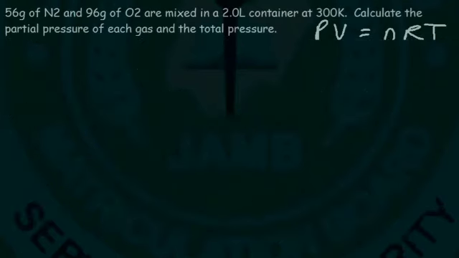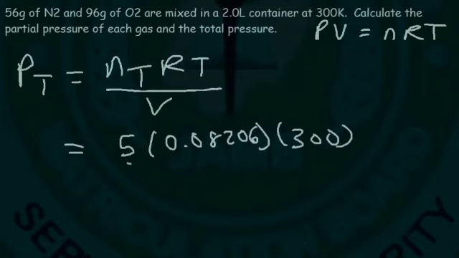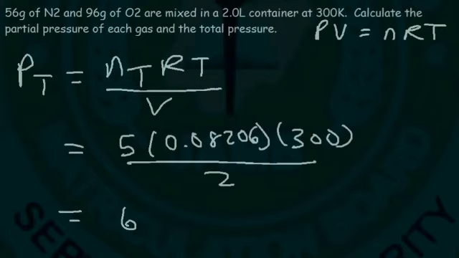Now you can also calculate the total pressure using the ideal gas law equation. The total pressure is going to be the total moles times RT divided by V. So we had 3 moles of oxygen, 2 moles of nitrogen, so we have a total of 5 moles of gas times the R constant times the Kelvin temperature of 300 divided by 2 liters. So this would give you 61.5 ATM. So you're going to get the same answer.